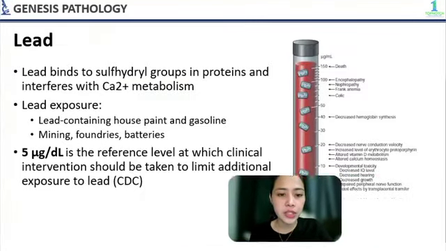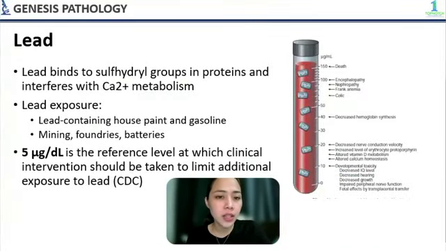So let's discuss first heavy metals. So lead is a readily absorbed metal. It binds to the sulfhydryl groups in proteins and it interferes with calcium metabolism. So lead exposure can be through the contaminated air, water, or food, but most of our exposure are from lead-containing house paint and gasoline. And in 2012, CDC has chosen 5 micrograms per deciliter as the reference interval at which clinical intervention should be taken to limit additional exposure to lead.